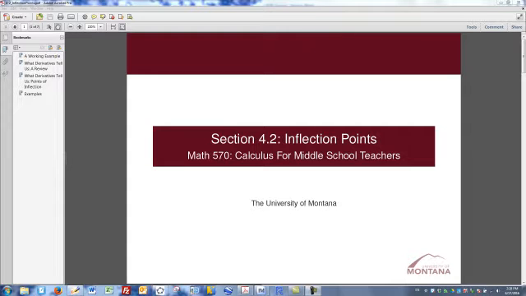Okay, Matt Roscoe here at the University of Montana, section 4.2 on inflection points in our course Calculus for Middle School Teachers.